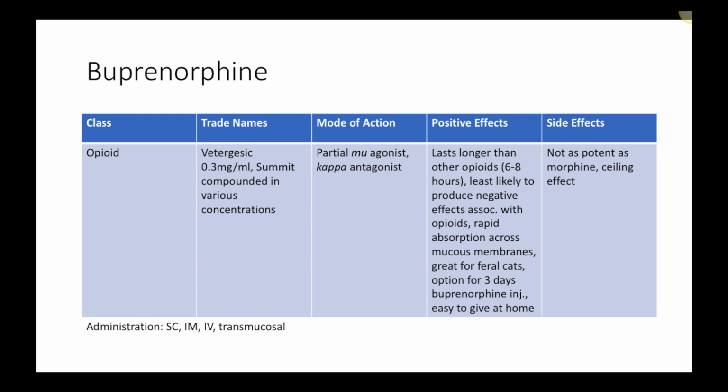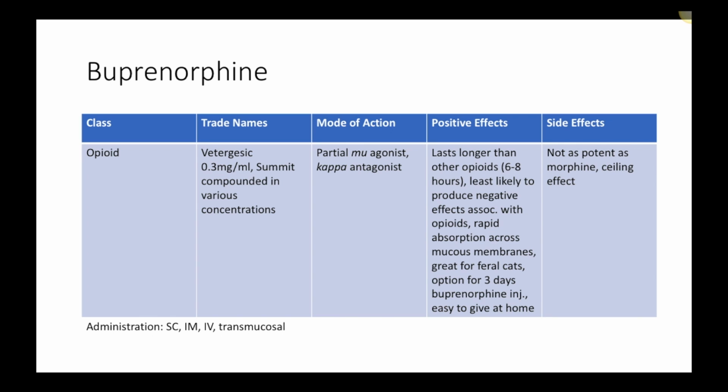All right, buprenorphine. So it's an opioid. Trade names are Vetergesic. We also get it from the vet pharmacy or from Summit. They compound it in various concentrations. So always, always, always double check the type of buprenorphine and the concentration that you're using. We can give this sub-Q, IM, intravenously, and then also transmucosally. Mode of action, as described previously, it's a partial mu agonist, and it's actually a kappa antagonist.